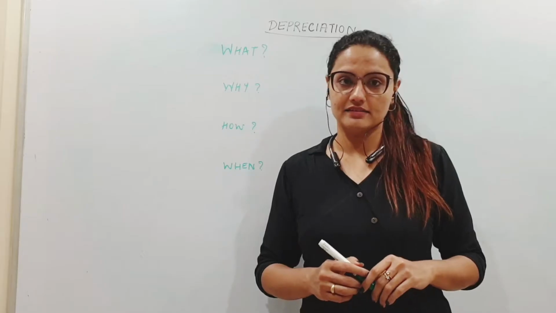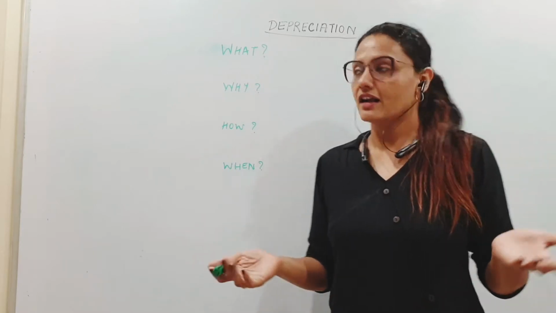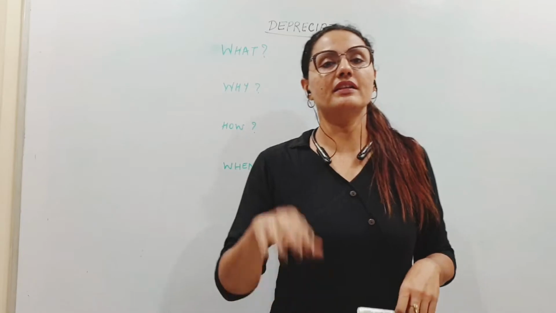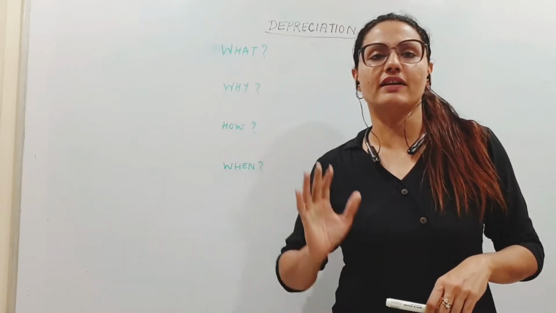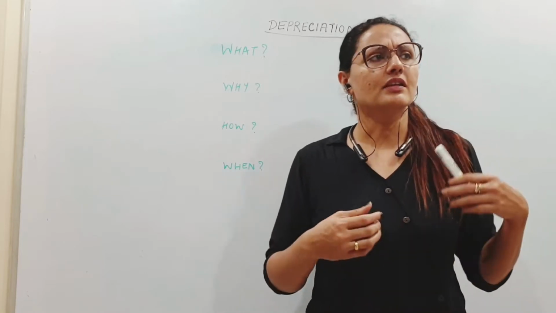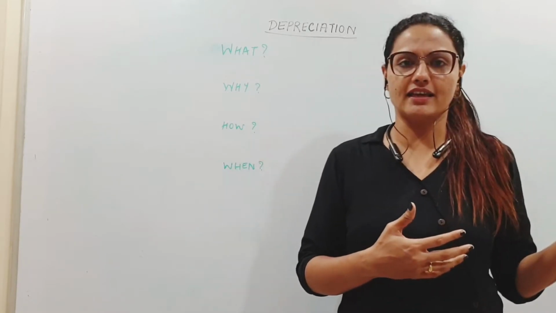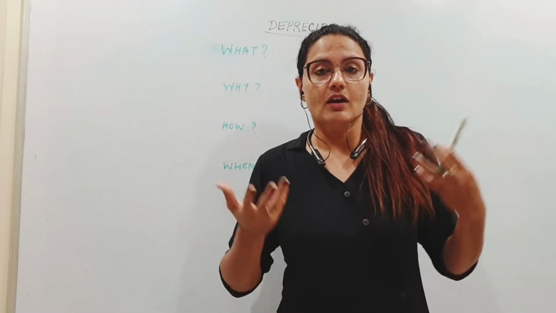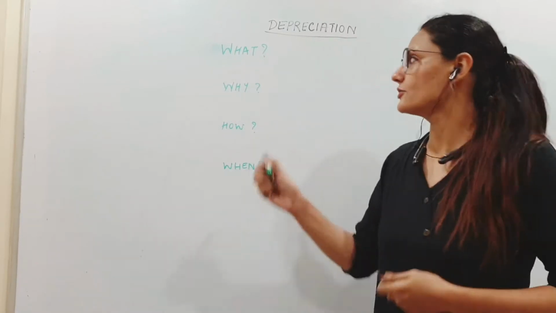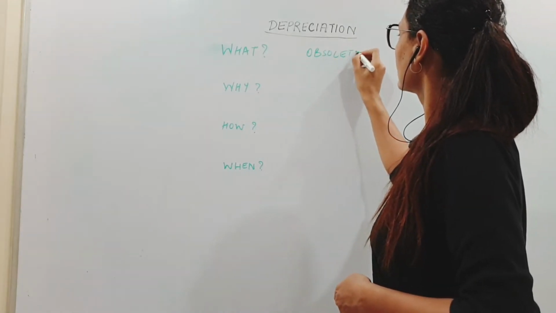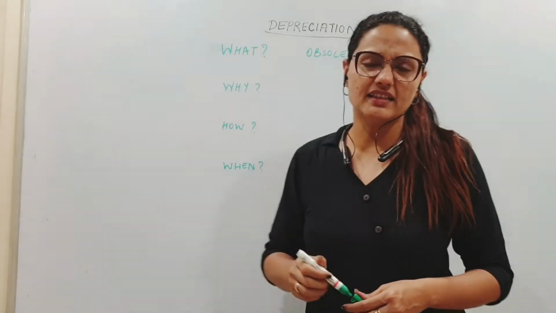Clear? So when I ask you what is depreciation, what will you tell me? This is the permanent and gradual fall in the value of an asset over a period of time due to passage of time, constant use, wear and tear, or maybe the asset being obsolete. Obsolete matlab, I'll describe that word. Outdated. Basically it means outdated.